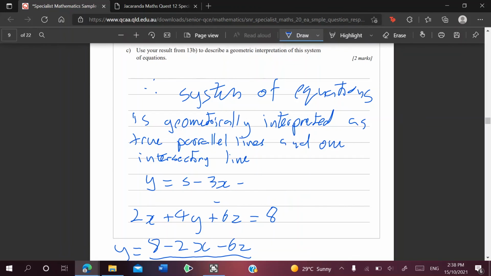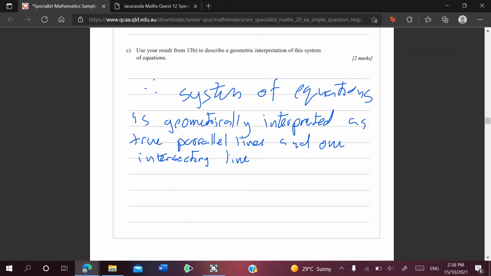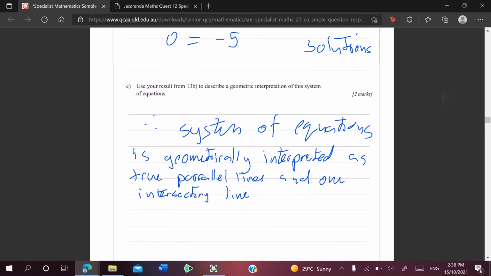So yeah, as we've done, to figure that out, we just use the original equations and rearrange them for y, and just see what they'll look like when we graph them. And as you can see, two of them were the exact same, so they're parallel, and the third one was just an intersecting line that went off in the distance. So that's all for now.